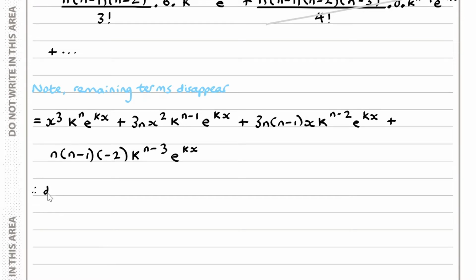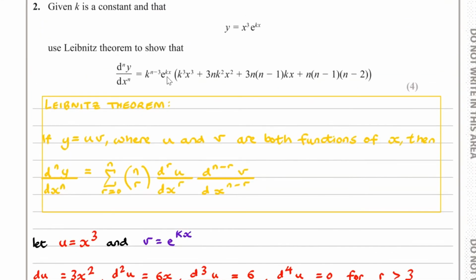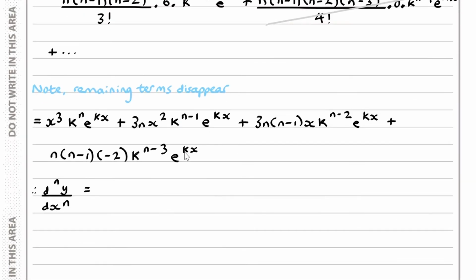So first of all, in conclusion, d^n y over dx^n, what we can do first of all, if you look at what the answer is, they have factorized out a k to the power of n minus 3, e to the power of kx. So let's do the same. Let's factorize out the k to the power of n minus 3, e to the power of kx. And then we have the terms inside the bracket, which we can quite easily work out. Well, this term over here multiplied by k cubed and then x cubed will give this first term here. The reason being, when we add the powers for the k terms, k to the power of n minus 3 plus 3 is the same as k to the power of n.